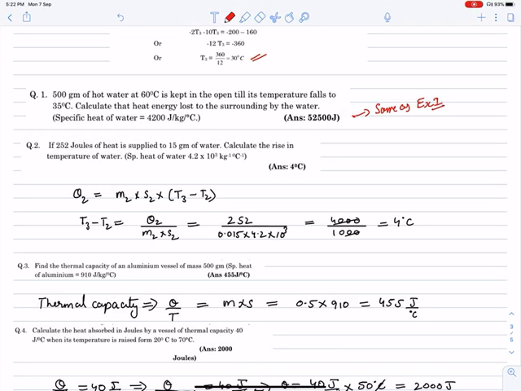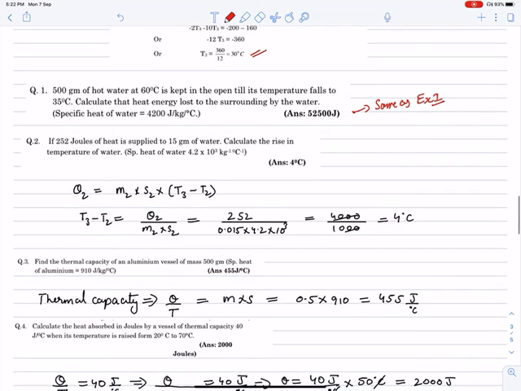Oh, I'm reading for some. Sorry. Yeah, Q2 is 252 and M2 is 0.015.